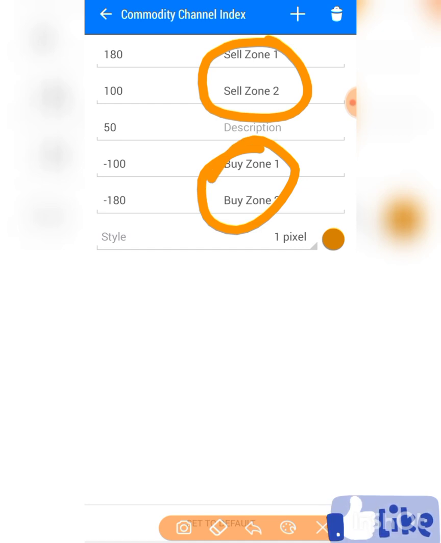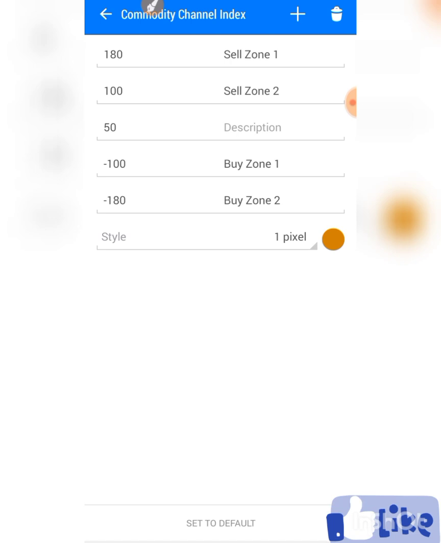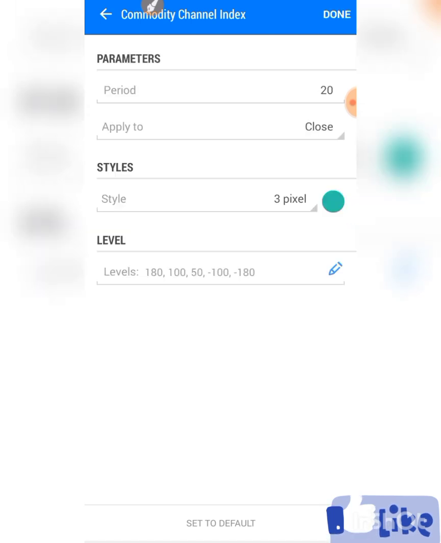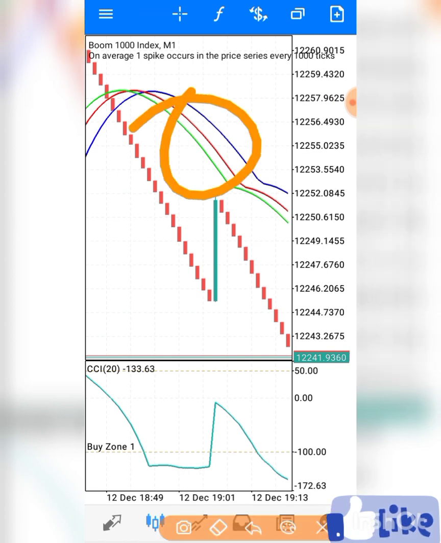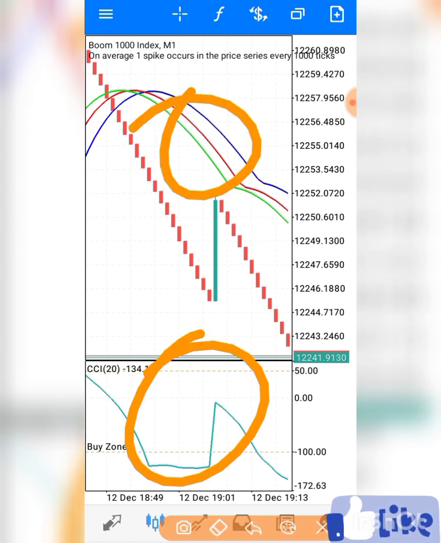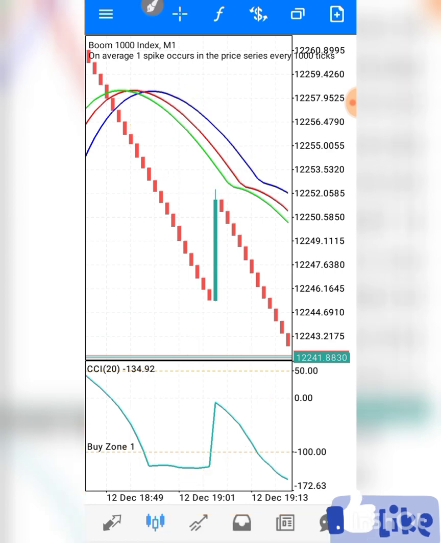When we go to the main chart, then we will see how to use the indicator. So you go back, don't forget, you click on the done at the top, then your indicator will be saved here for you. So we have one indicator here and then the other one here on the window one. So how do we use this strategy?